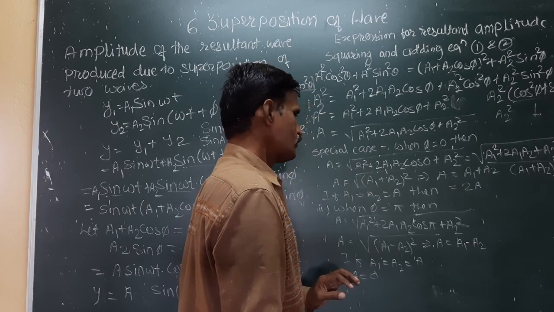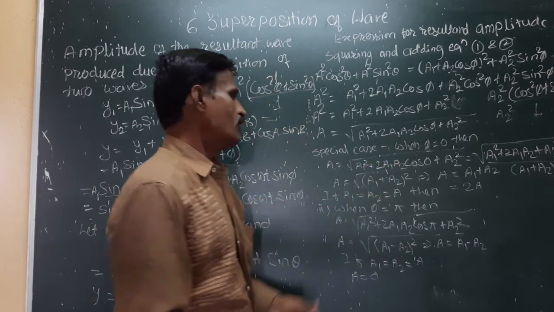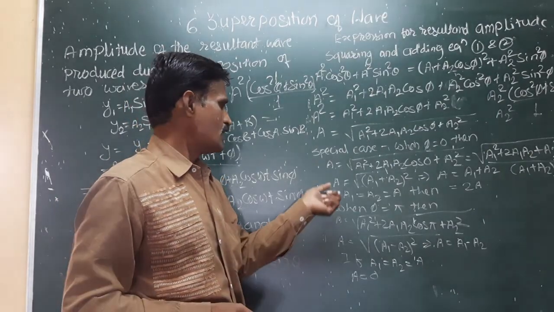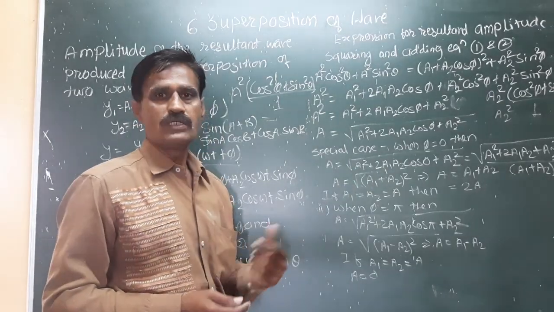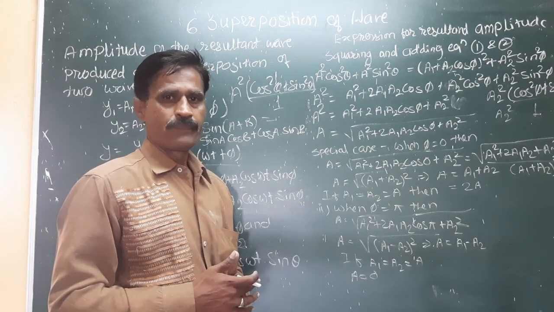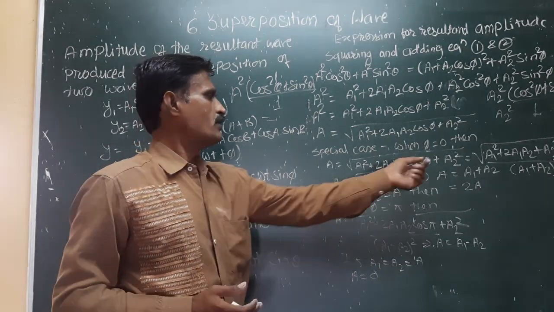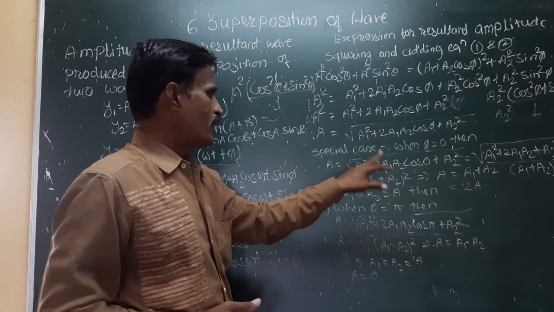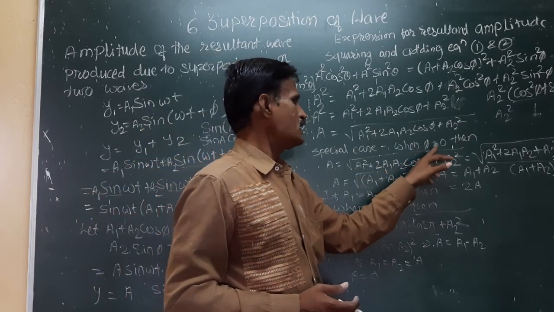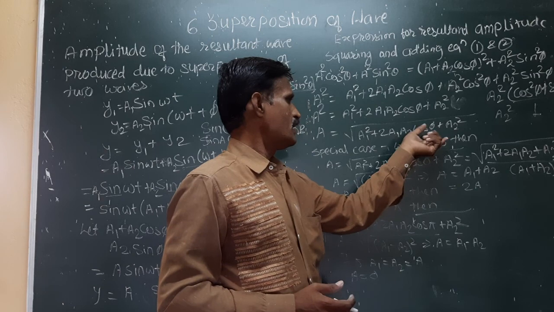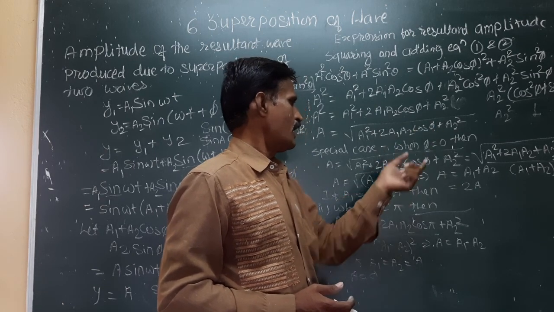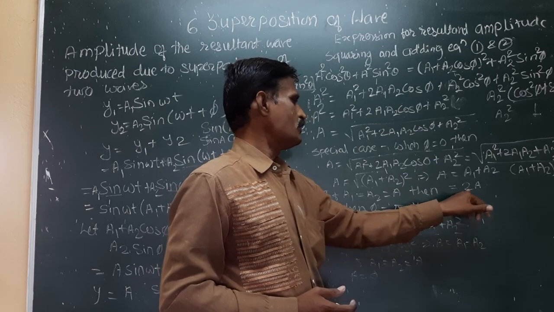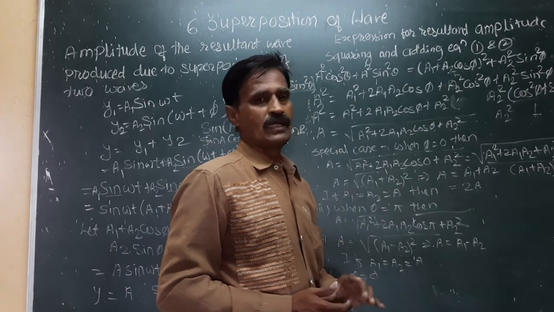Now if both the waves have the same amplitude, that is a1 is equal to a2 is equal to a, then putting this value in this equation, the resultant amplitude when the phase phi is equal to 0, means when they are in the same phase and having the same amplitude, is equal to twice a.